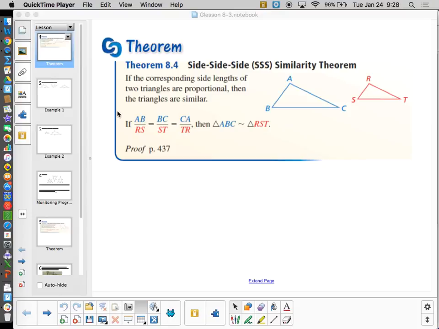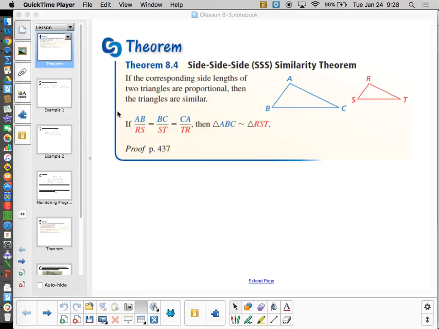We talked about angle-angle similarity. Today we're going to get into side-side-side and side-angle-side similarity. Let's start with side-side-side similarity. Side-side-side similarity works pretty well. It's proving two triangles are similar using only the sides.